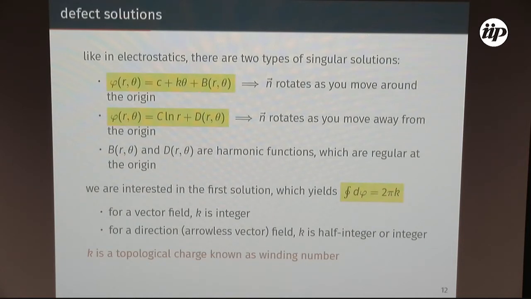K is called the winding number and classifies the defect. If it's a vector field, this is an integer. If it's a direction field like we have here, it is an integer or half-integer number.